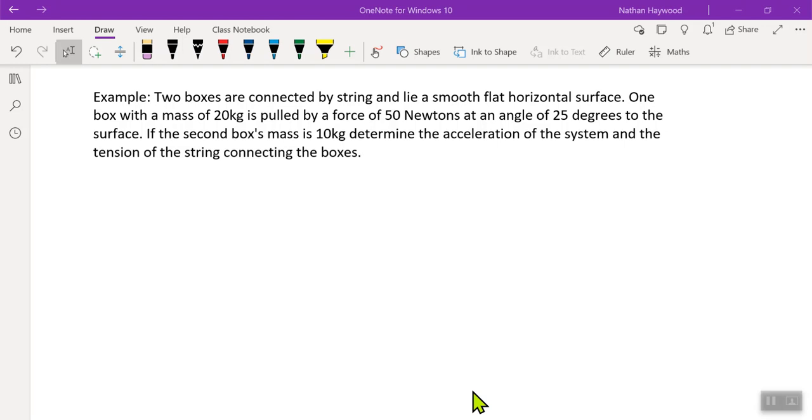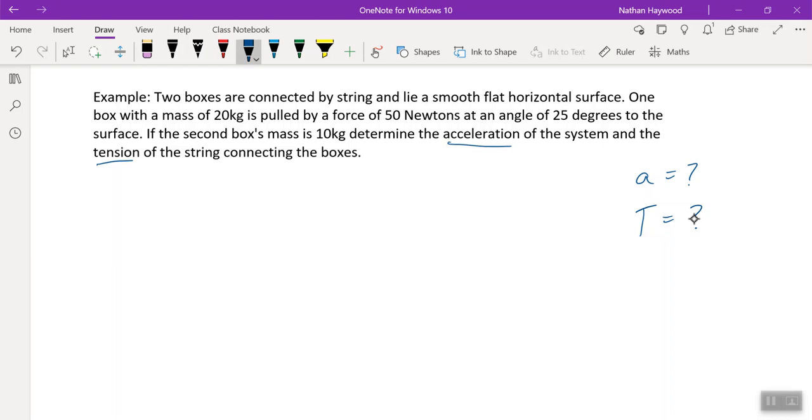So one box is being pulled by a force of 50 newtons at an angle of 25 degrees to the surface. If the second box mass is 10 kilograms, determine the acceleration of the system and the tension of the string. So it wants acceleration and tension. Those are the two things we are finding. So what's A and what is capital T?